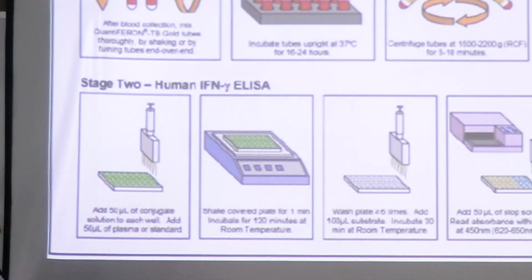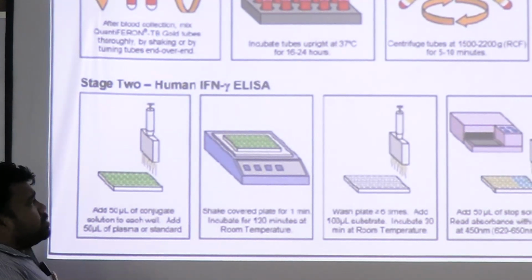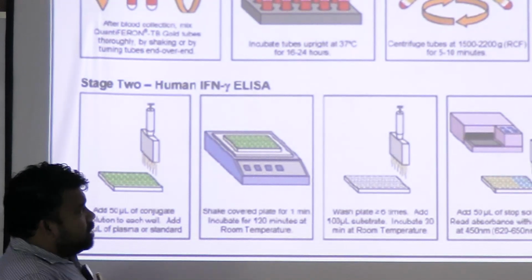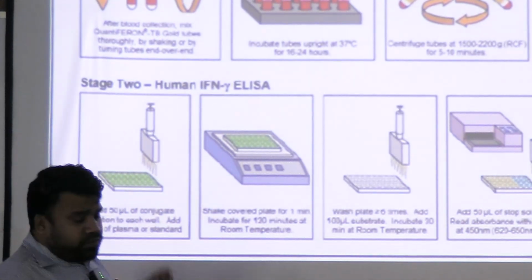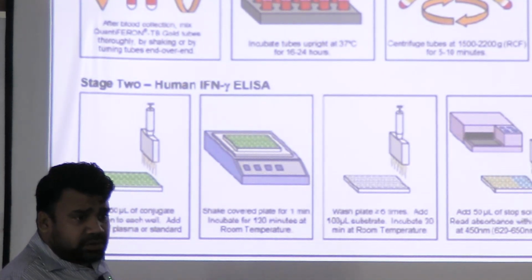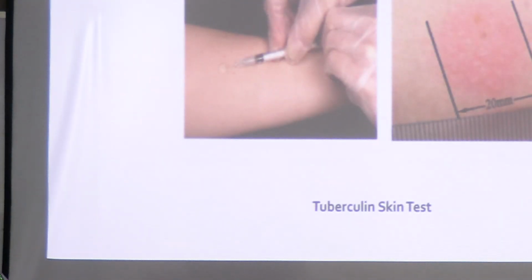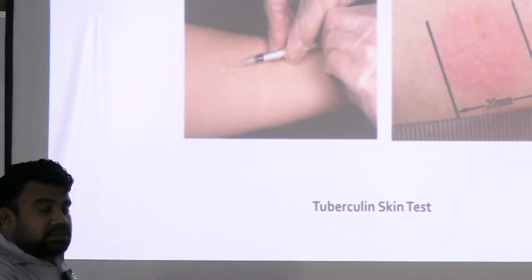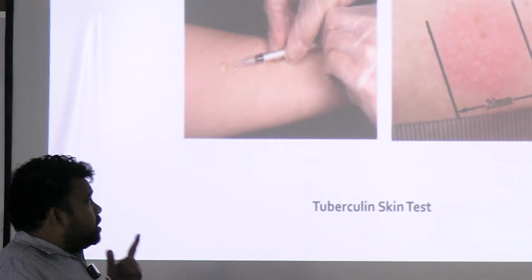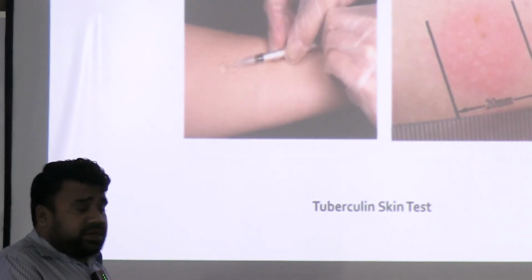Now this is how the IGRA test is done. We take the blood sample of the patient, then we collect the cells, and then we look for whether these cells are producing cytokines with immunological reactions. Now coming to the tuberculin skin test, how do we do that? We take the tuberculin antigen, inject it by intradermal injection, and then we look for the reaction.